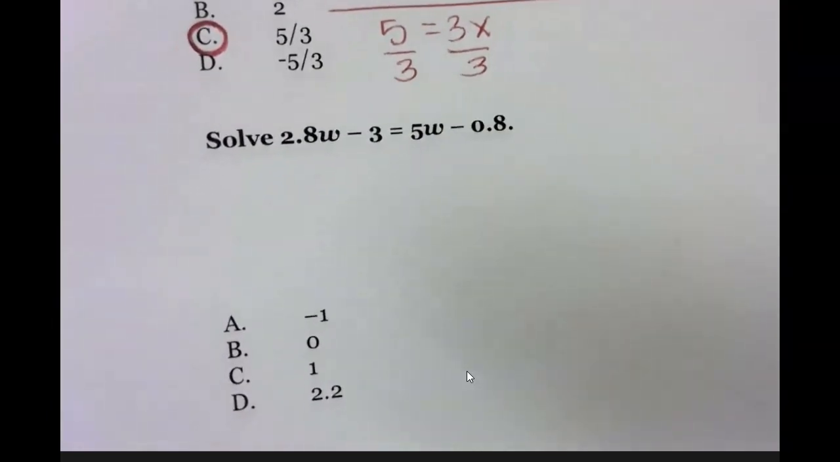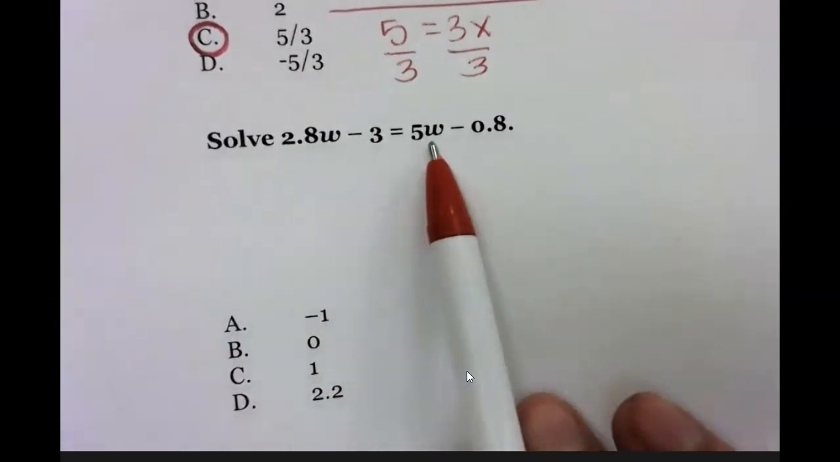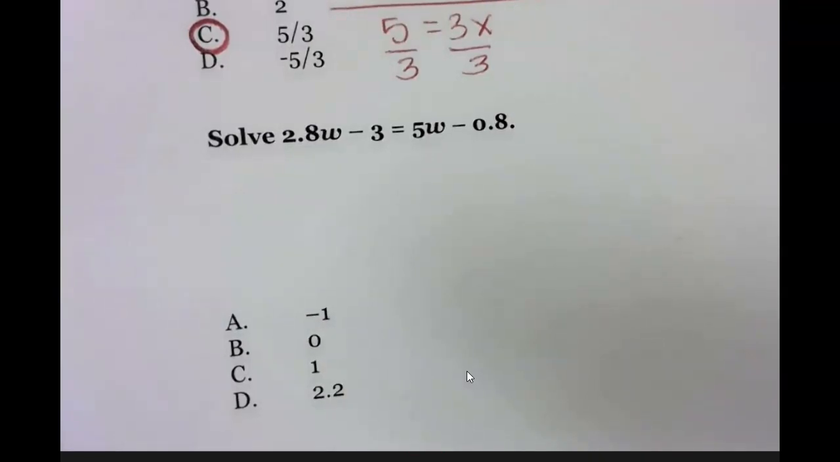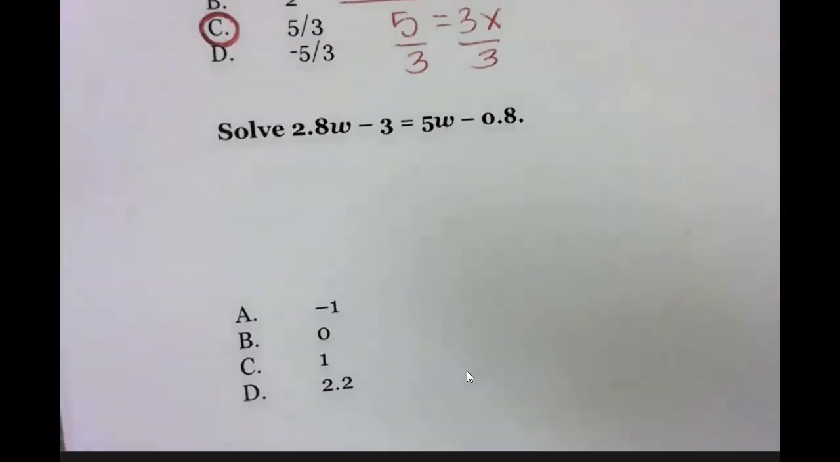Alright, and so 2.8w minus 3. Okay, Abby, what'd you do first? I did negative 3 equals 2.2 minus 8y equals 0.8. No, I took the 2.8 and I made it over to the side.